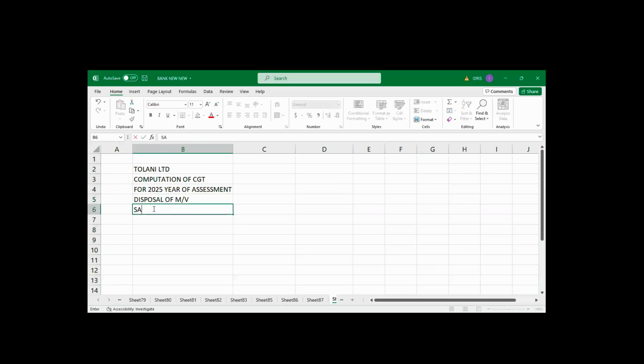What is the sales proceed? How much was the motor vehicle sold for? 1,700,000.